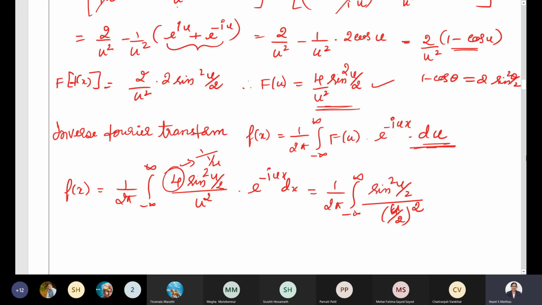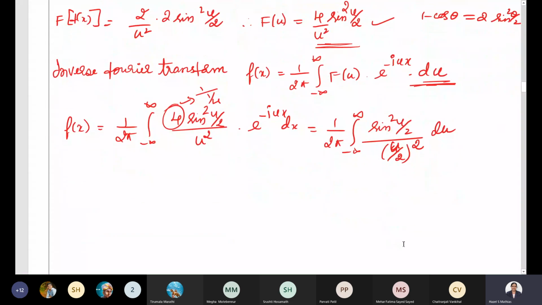Is it okay everyone? Any doubt? Okay. Now what do we do after this step? Yes, correct: e^(-iux) du. So this is what f(x) is.